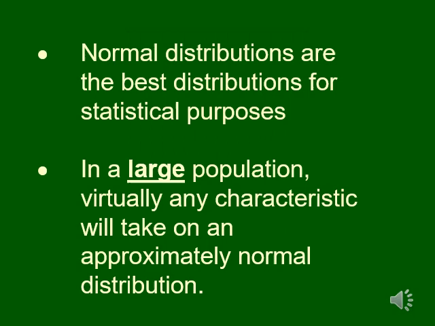The reason normal distributions are important is that they are typically considered the best kind of distribution when we're working with statistics. And in fact, anytime you have a large population, almost any characteristic will end up taking on a normal distribution. You could think about something like how tall people are. You got some people that are very short, and you got some people that are really, really tall, but the vast majority of people are in the middle. They're normal, which is literally where that term comes from.